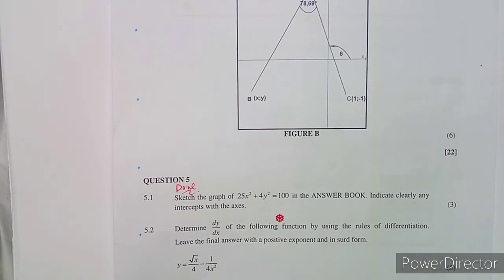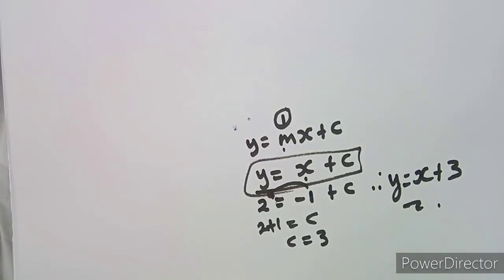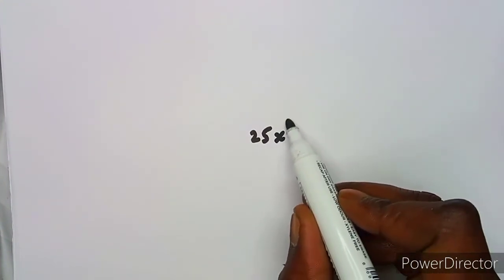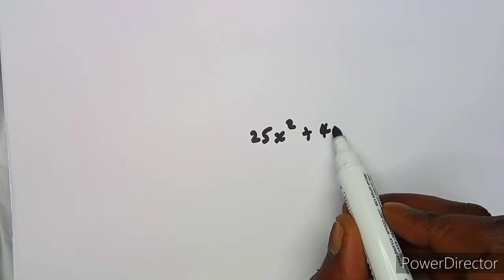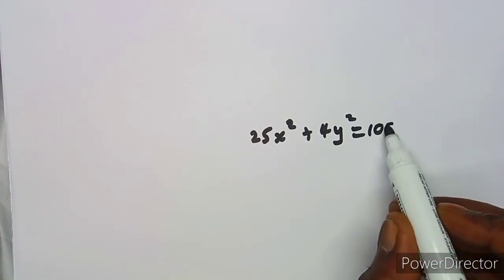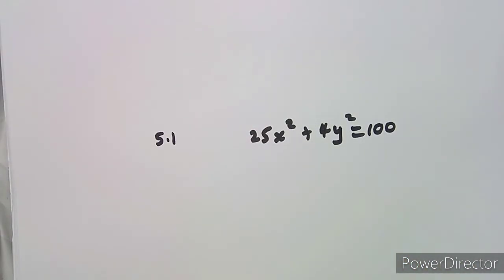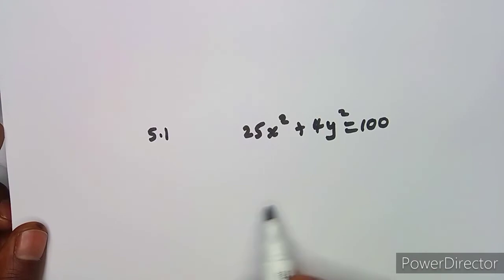Then on question 5, you're now asked to make a sketch of 25x squared plus 4y squared, which is equal to 100, in the answer book. Okay, this one is just a sketch, guys. When you are working with a sketch, you are supposed to have an idea of the type of function or graph that you're going to have at the end. As you can see, this one is actually an ellipse, where we have to find just the x-intercept and the y-intercept.